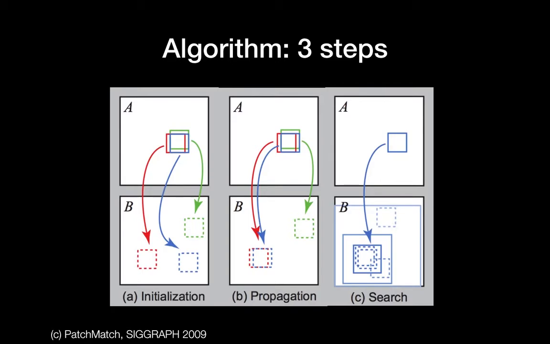So first, the algorithm goes as follows. For every pixel, you initialize what they call a nearest neighbor random field. What it means is you go to every pixel and assign some random pixel in the other image, which is corresponding to you.